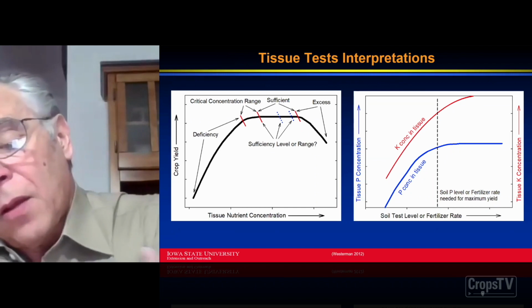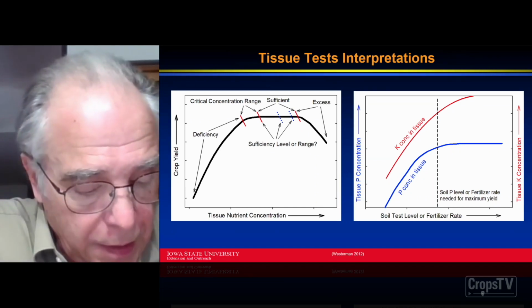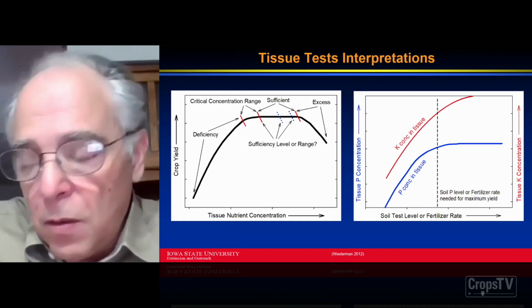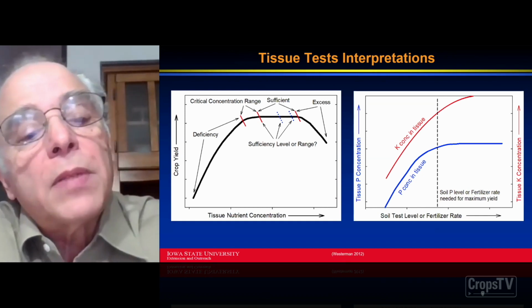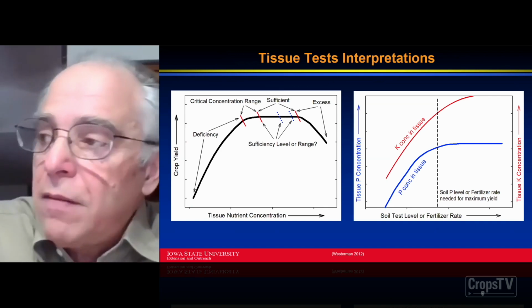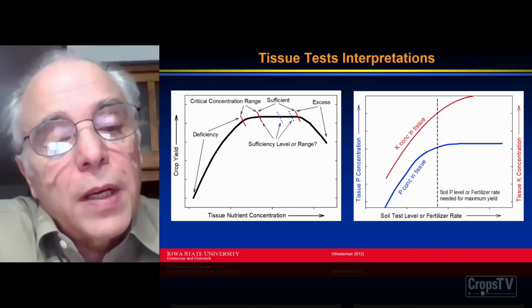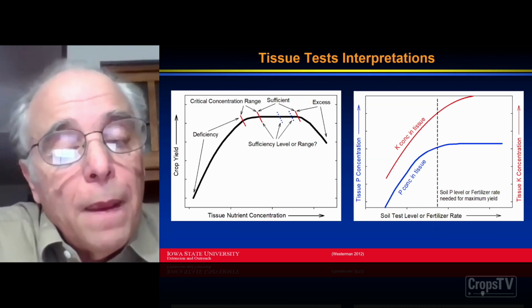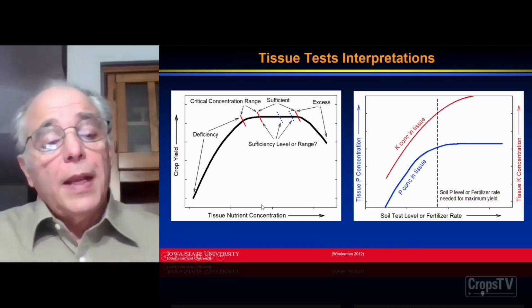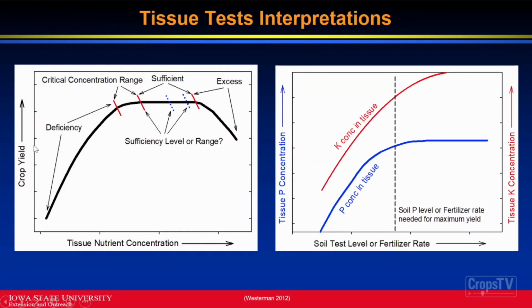Breeders have been trying for a long time to address this issue. So before we start showing data and guidelines, I'd like to discuss a little bit what in the world we mean when we talk about critical concentration ranges, sufficiency levels, and so forth. So let's look at the chart on the left first. As the nutrient concentration increases, then of course, if there is a deficiency, crop yield increases. So we have this part of the response curve where there is a deficiency.